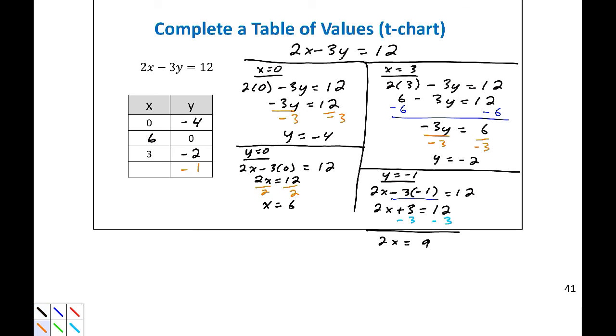And then dividing by 2 on both sides, we see that x equals 9 over 2, which is 4.5. So I'm going to fill that in my table as, when my y coordinate is -1, my x coordinate is 9 halves. So I have the last ordered pair, 9 over 2, comma, negative 1.